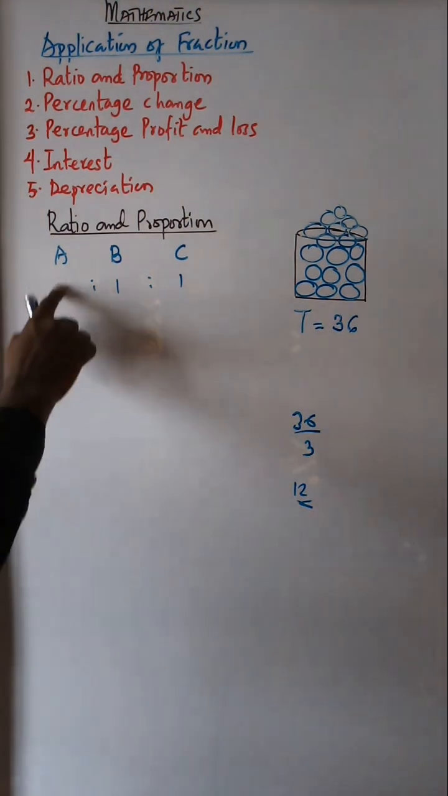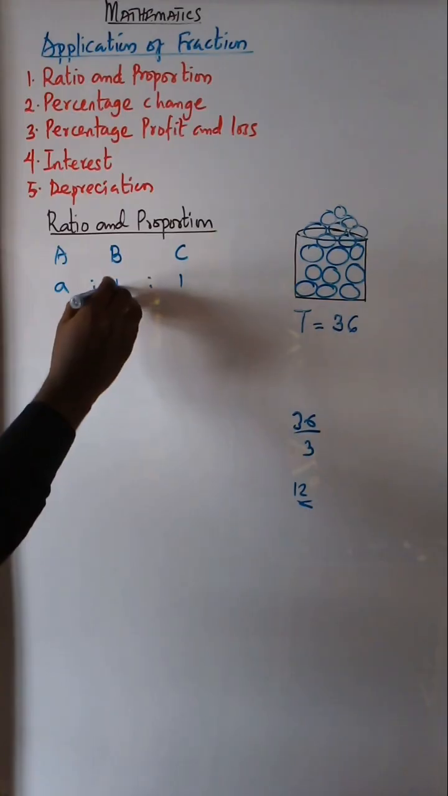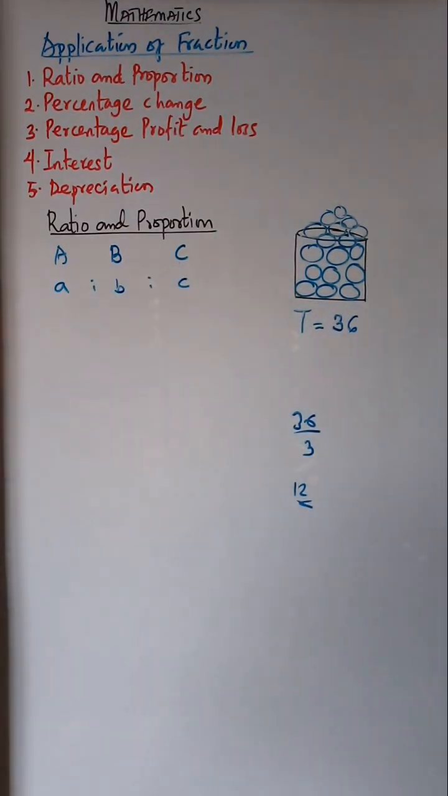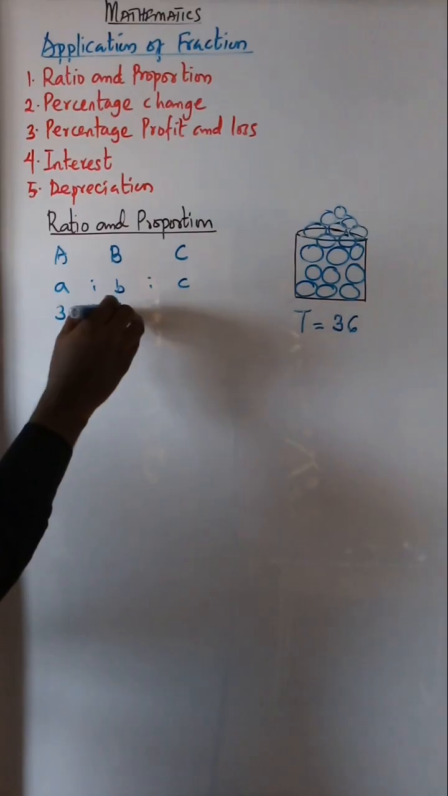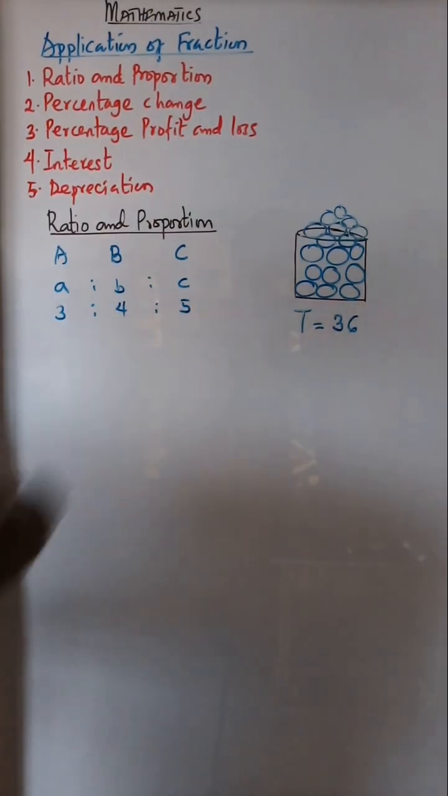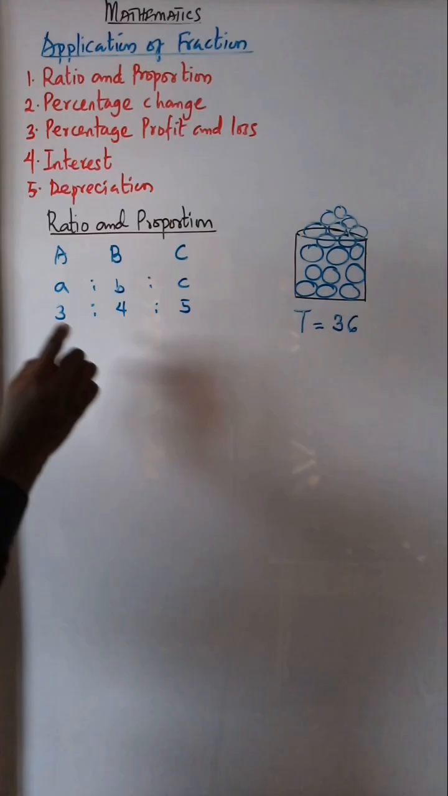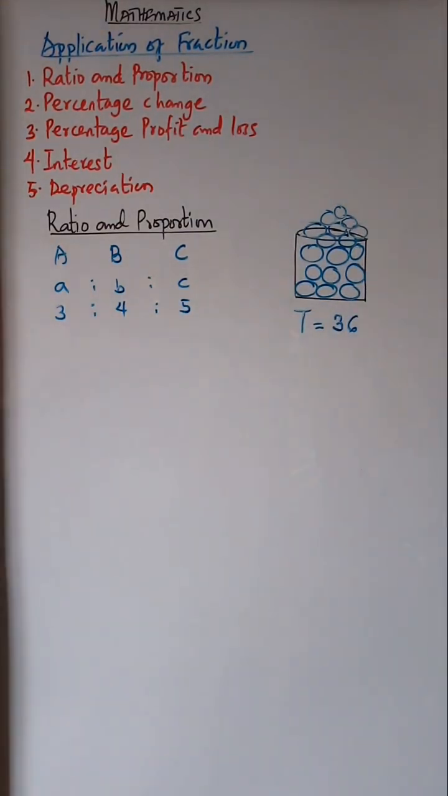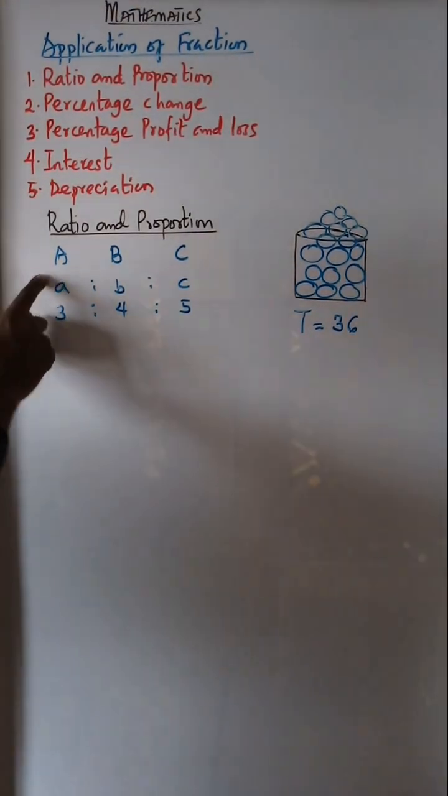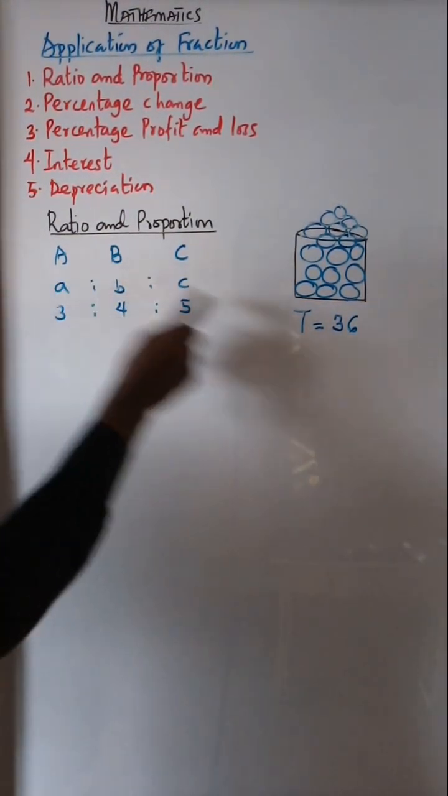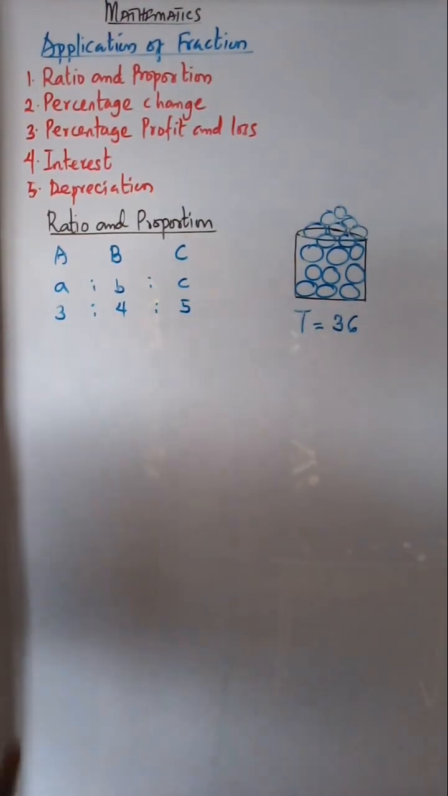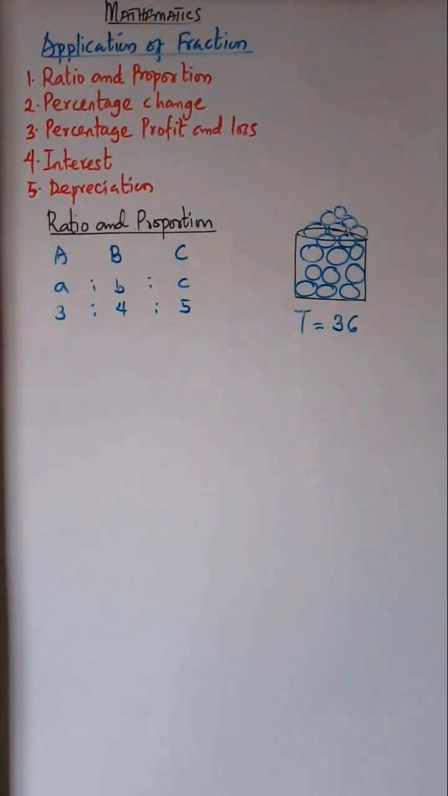Let's suppose they are to share in the ratio A to B to C, let's say 3 ratio 4 ratio 5. So these 3 people want to share these 36 oranges in 3 to 4 to 5. So A will take a fraction of 36, B will take a fraction, and C will take a fraction. The first step is to know the fraction of each, then multiply the fraction of each by the total to get what each will collect.